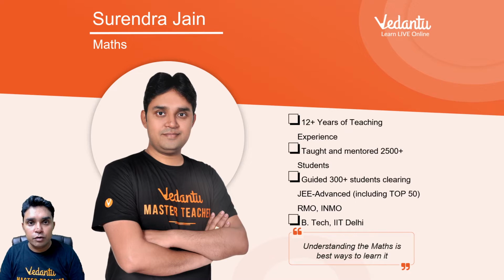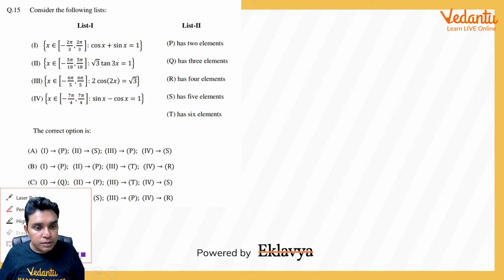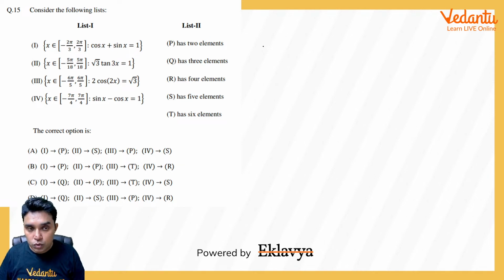I am presenting the solutions of JEE Advanced 2022 Paper 1, and this is question number 15, that is matrix match, the first matrix match of this paper. Here we are given four options, four questions you can say in list 1, and I think five answers in list 2. Now let us see how to do them one by one.